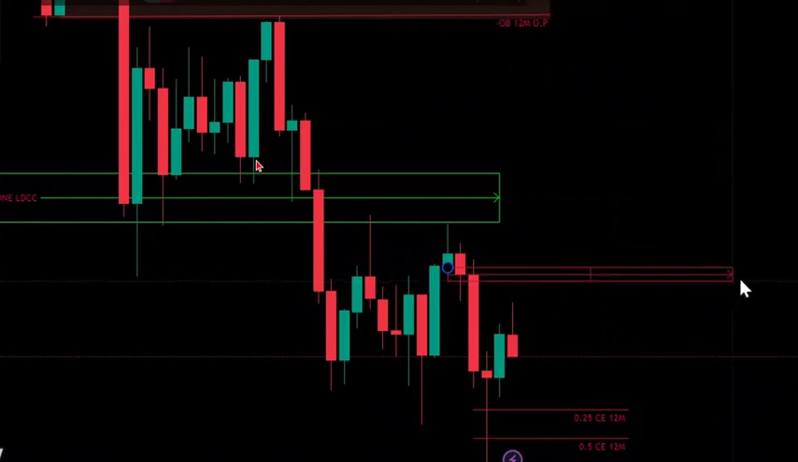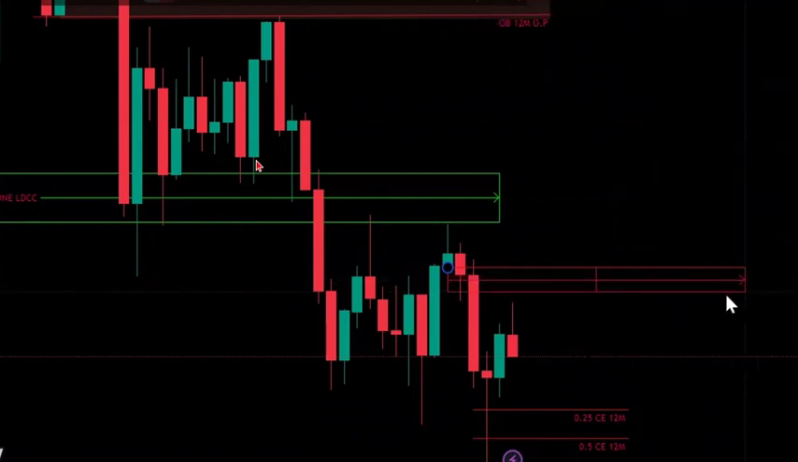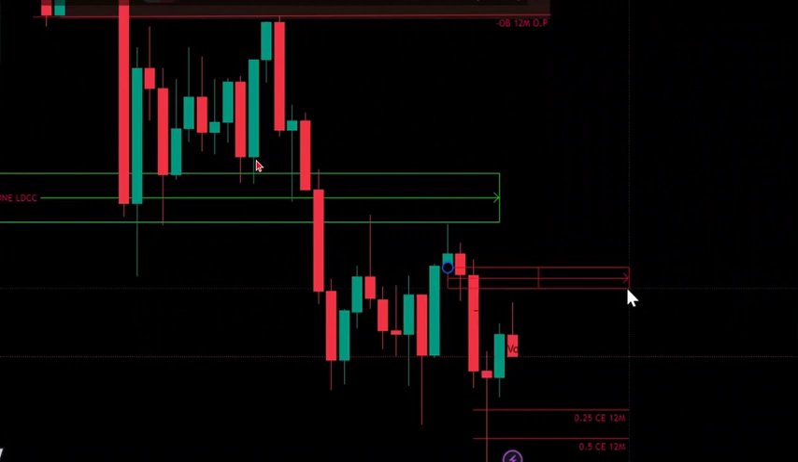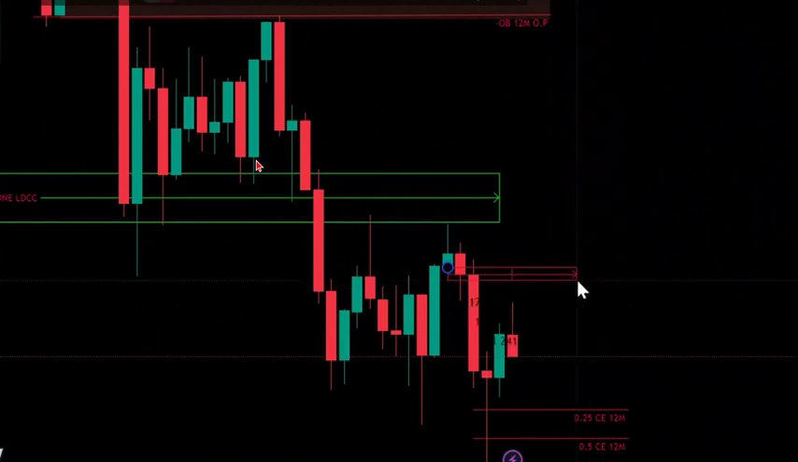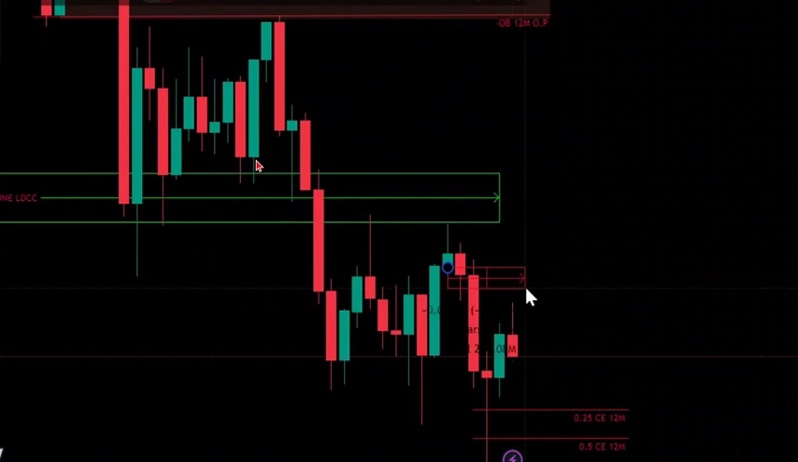Now, go ahead and drag it all the way to the left, because remember, when we go down to the 1-hour chart, we're not going to be able to see it if you drag it all the way to the right. So drag it all the way to the left, right there.